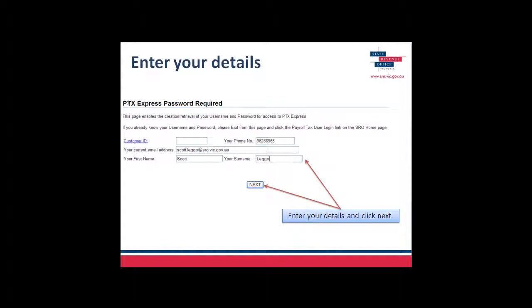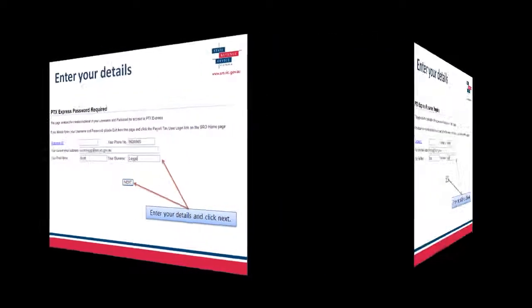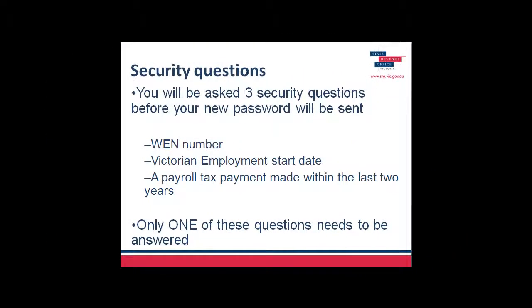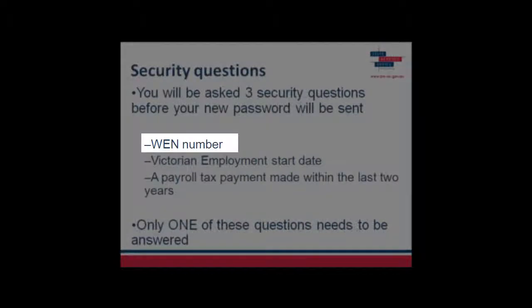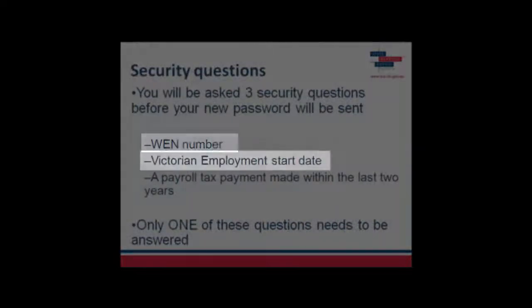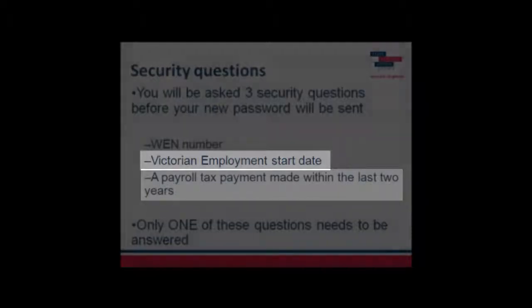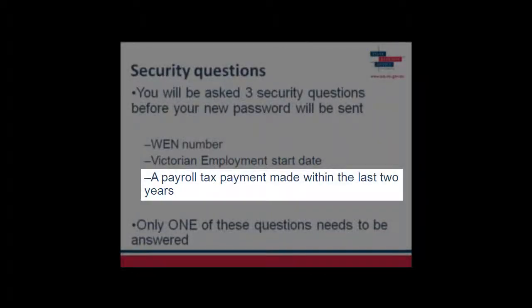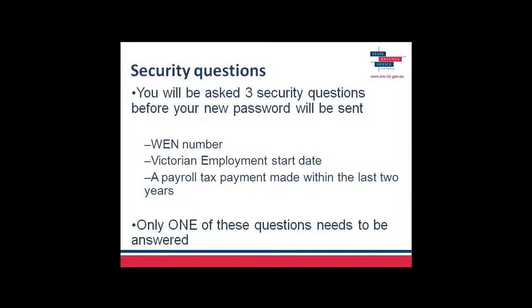And what it will do on the next screen, we haven't got a screen cap of this particular screen, but it will actually ask you for 3 security questions, and it will require that you answer just one of those security questions before the password will be sent. So the 3 pieces of information that you can provide to enable the password to be sent are your WEN number, or your work cover employer number, your Victorian employment start date, or a payroll tax payment amount which has been made within the last 2 years. As I said, only one of those questions needs to be answered.